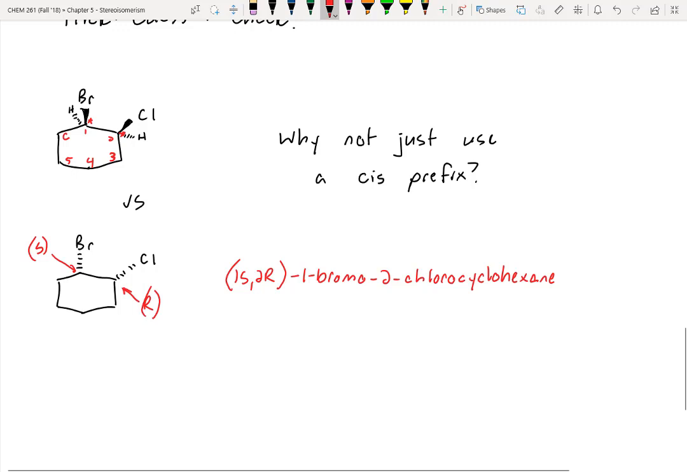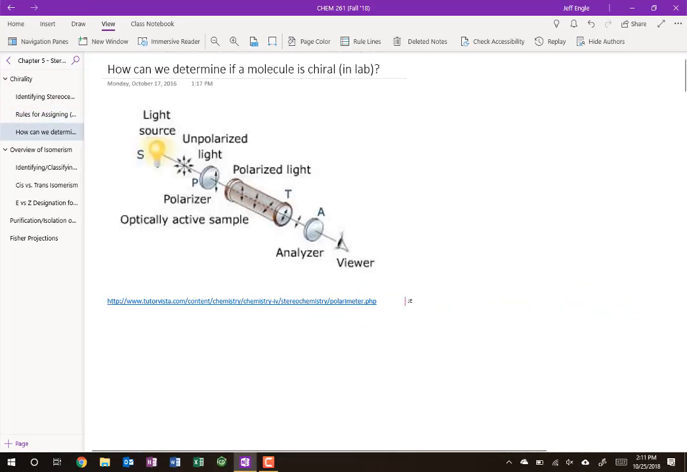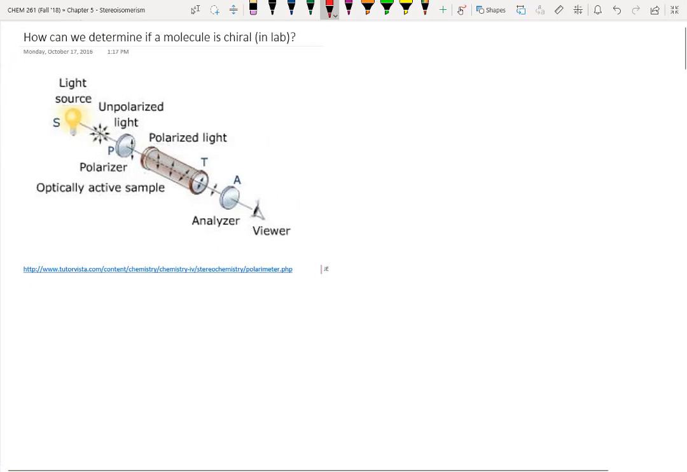Yeah. All right. So now the question is, how can we determine if a molecule is chiral if we have no idea what the structure is to begin with in the first place? That was a really interesting question brought up in the early 1900s. The theory of chirality had been around, but we really didn't know it was true beyond a theory. So we had to come up with some sort of experimental technique. And in order to do this, you have to use something called a polarimeter.